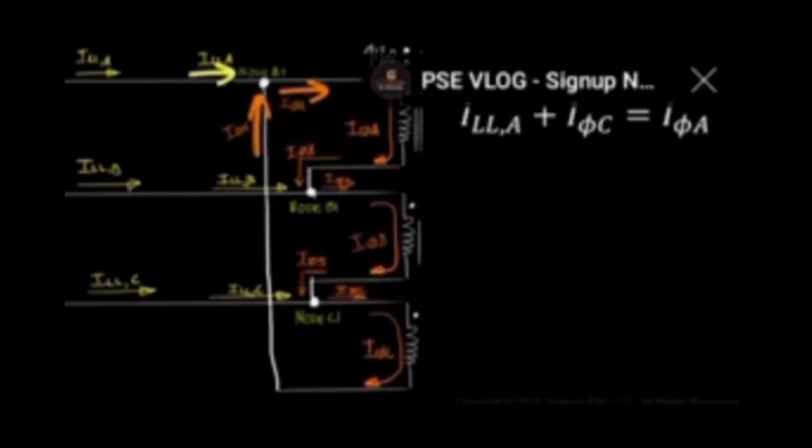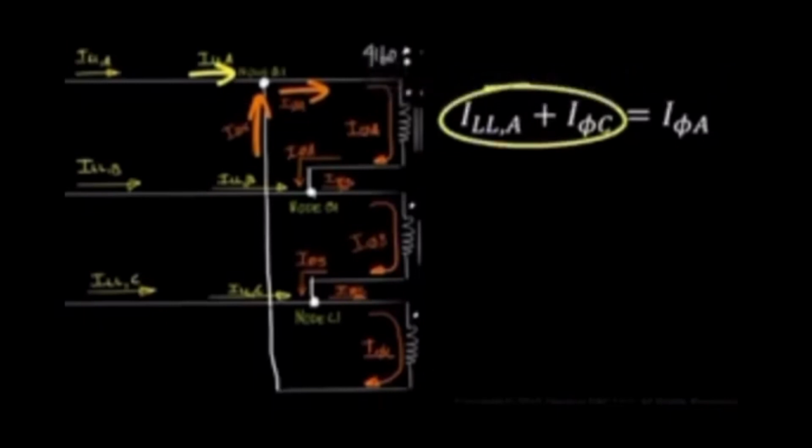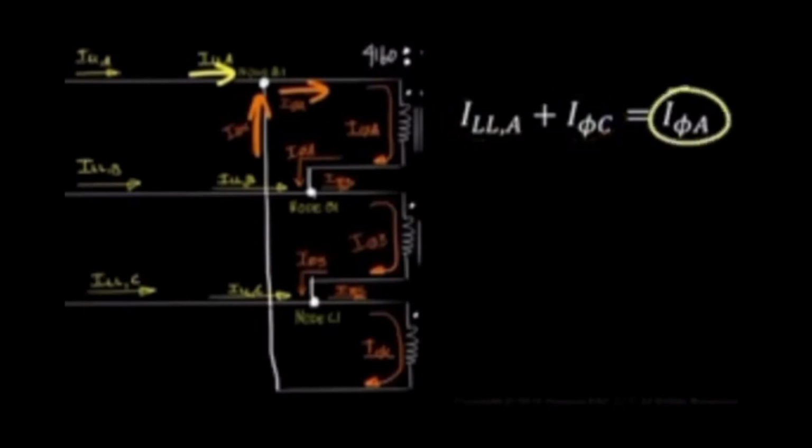In other words, line current A and phase current C go into node E1, which is why they are on the left side of the equal sign. However, since phase current A flows out of node E1, it's on the right side of the equal sign. Simple, right? The currents flowing into node E1 are equal to the currents flowing out of node E1, or simply line current A plus phase current C is equal to phase current A.